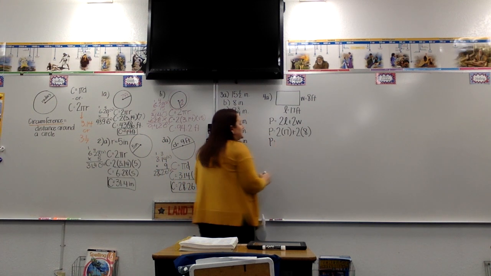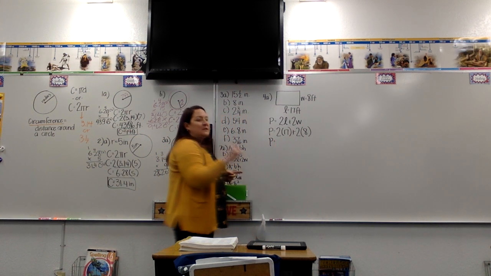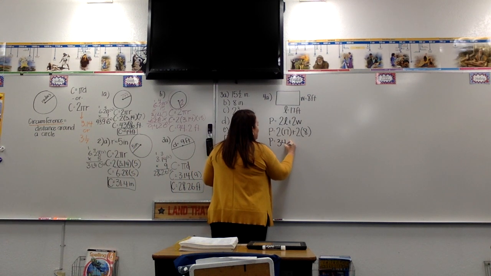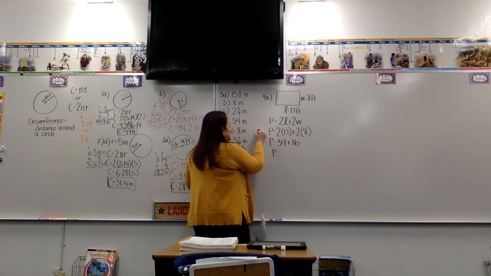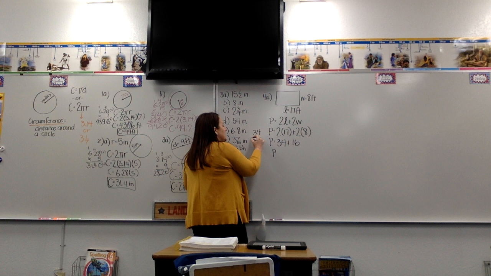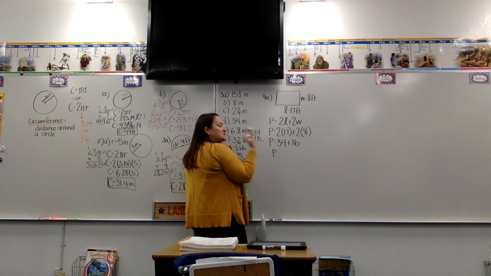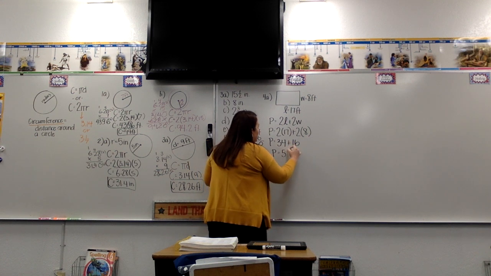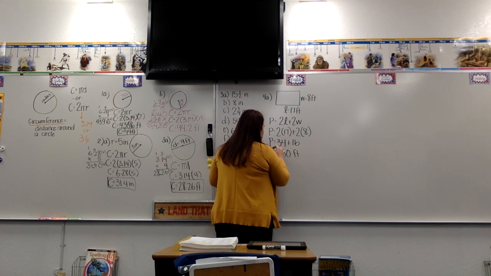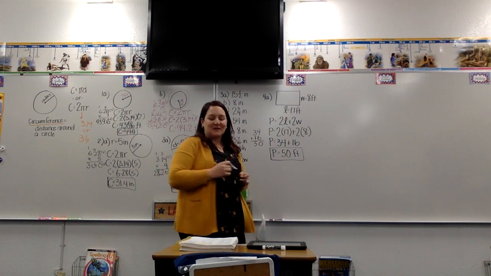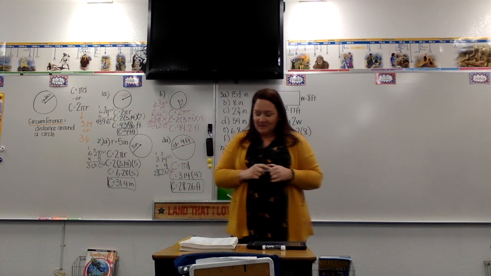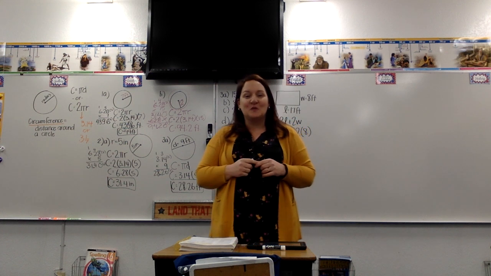P equals 2 times 17 is 34. Plus 2 times 8 is 16. P equals 34 plus 16. Now, I want to make sure my mental math is as good as my working it out math, and I get 50 feet. So the distance around that rectangle is 50 feet. Try B for me real quick. Pause the video. Okay, you should get 212 yards.